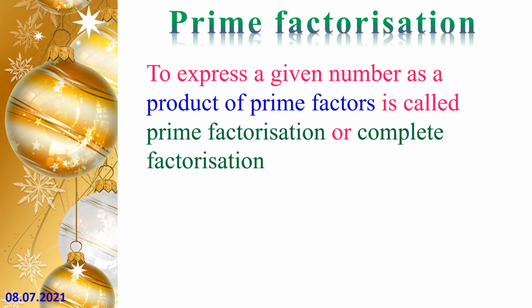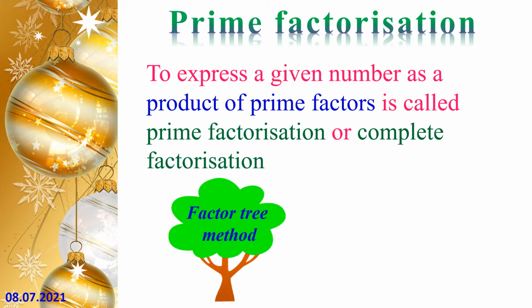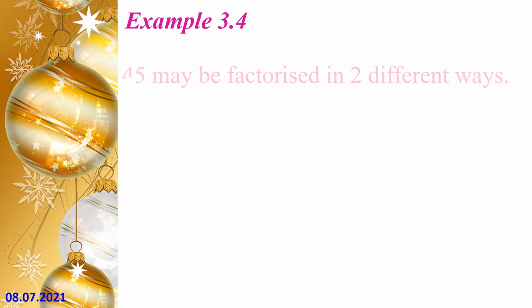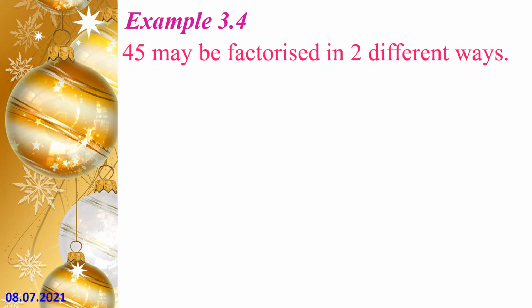See children, we find the prime factors using two methods. The first one is the factor tree method, the other one is the division method. Let us see the examples. Now let us look at the first method, prime factorization by the factor tree method.